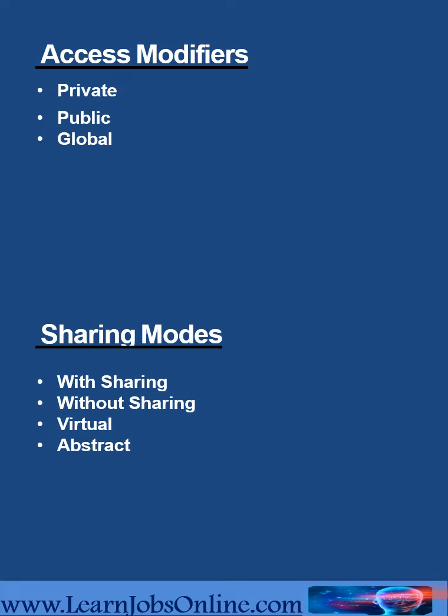Number 3, virtual. If we use the virtual keyword, then it indicates that this class can be extended and overrides are allowed. If the method needs to be overridden, then the classes should be declared with the virtual keyword. And finally, number 4, abstract. If we declare the class as abstract, then it only contains the signature of the method and not the actual implementation.